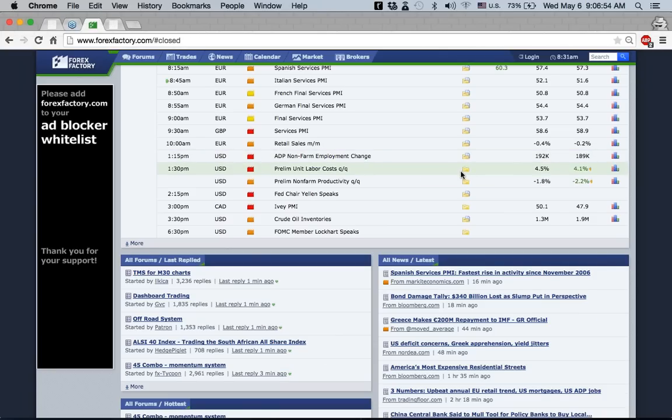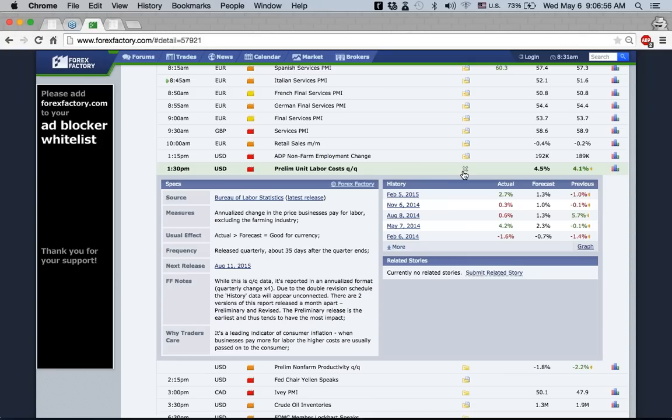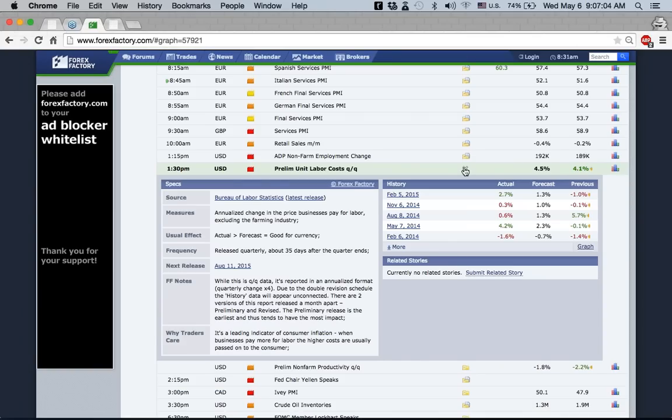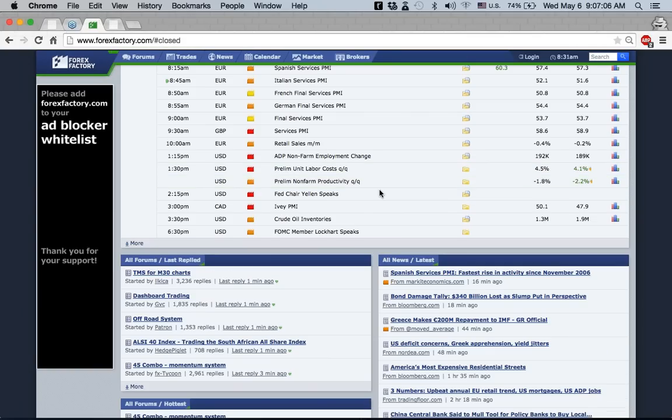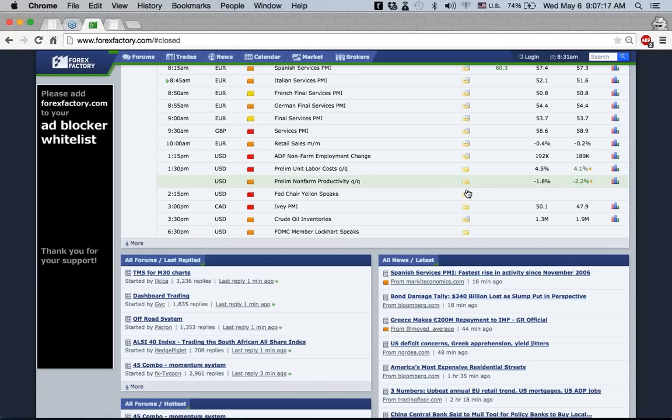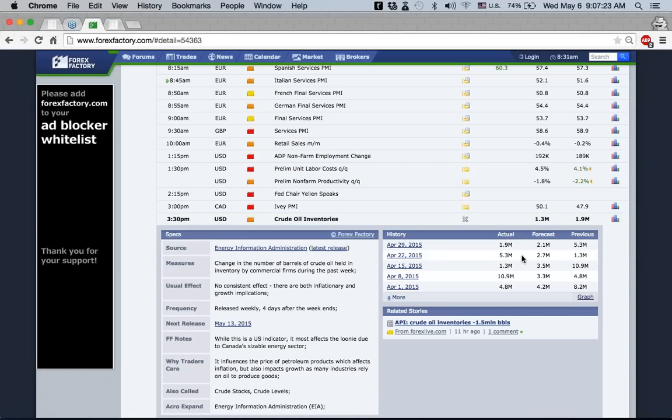This is also followed by preliminary unit labor costs quarterly, expecting 4.5%. Previous was 2.7%. If we look at the graph results, it's a little bit inconsistent, but that's okay. Preliminary non-farm productivity, negative 1.8% forecasted. This is the annualized change in labor efficiency, followed by crude oil inventories late in the afternoon, 3:30 British summertime, at 1.3 million.